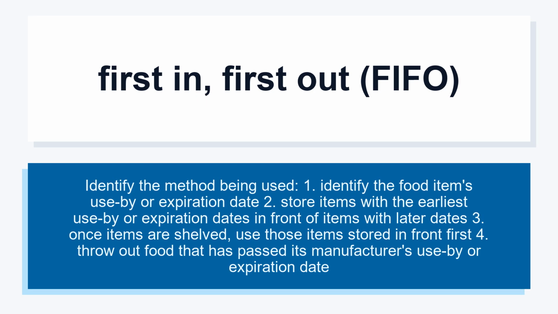Identify the method being used. 1. Identify the food item's use by or expiration date. 2. Store items with the earliest use by or expiration dates in front of items with later dates. 3. Once items are shelved, use those items stored in front first. 4. Throw out food that has passed its manufacturer's use by or expiration date.